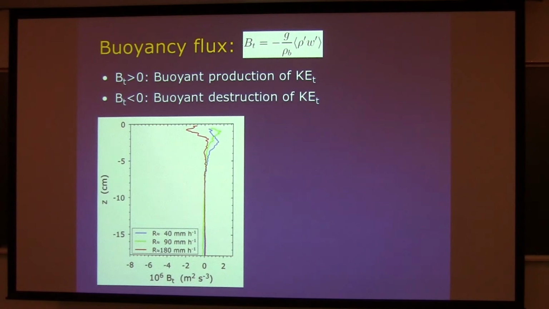But how can I prove it's buoyancy? We measured the fluctuating density with the LIF. With the buoyancy flux, when it's positive, you have buoyancy production of turbulent kinetic energy. When it's negative, you have buoyancy destruction. If you look at this, at the lower rain rates of 40 and 90, the buoyancy flux in that mixed layer of about 6 centimeters is positive. At 180 millimeters per hour, it's negative, indicating there's buoyant destruction of turbulent kinetic energy at that rain rate.